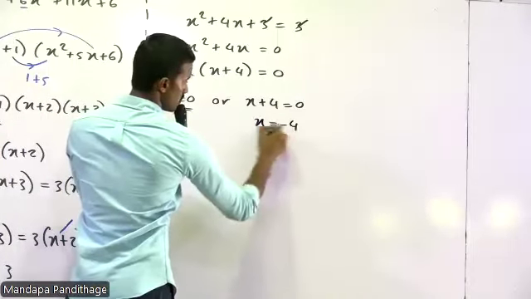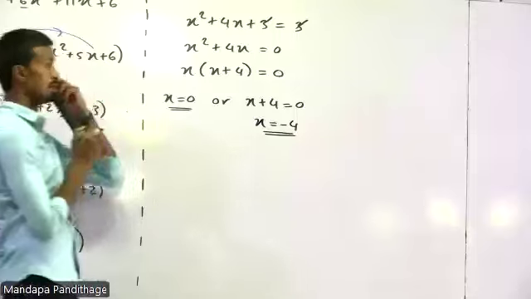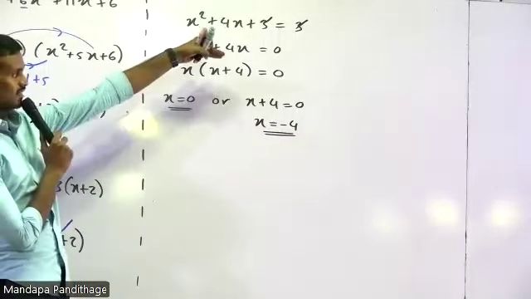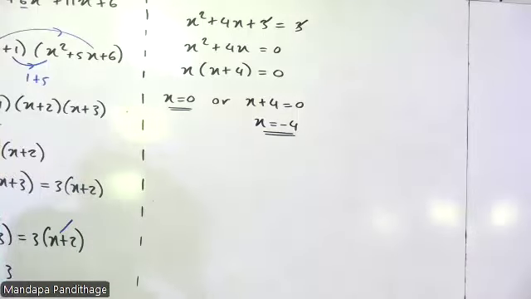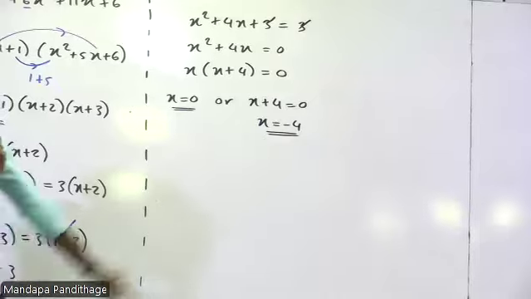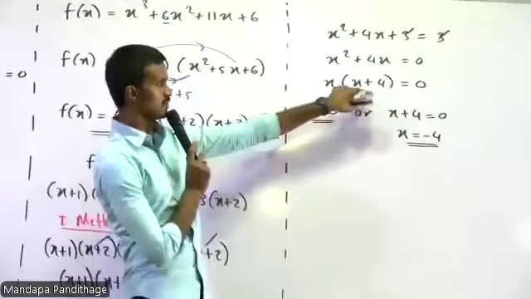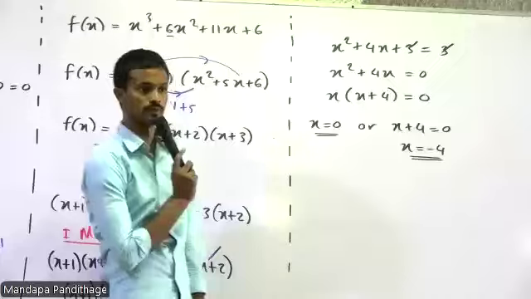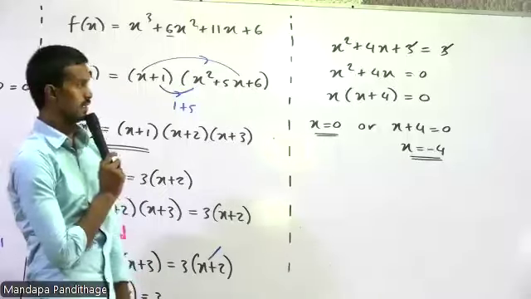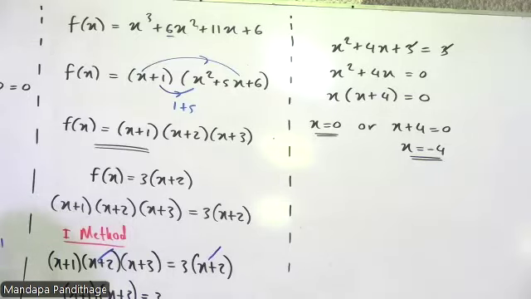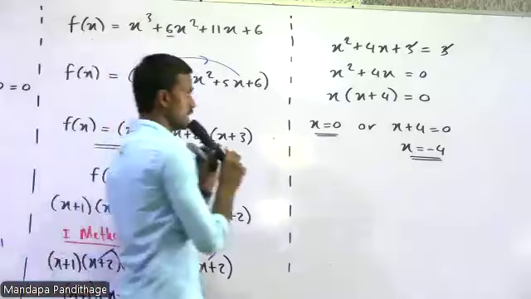Do you remember what I told you? When you are supposed to solve an equation, somehow convert it into a product such that the other side is 0. That is what I have done. So I can say that either this one is equal to 0 or this one is equal to 0. Clear? Hands up who got these two answers, x equals 0 and x equals minus 4. Good.